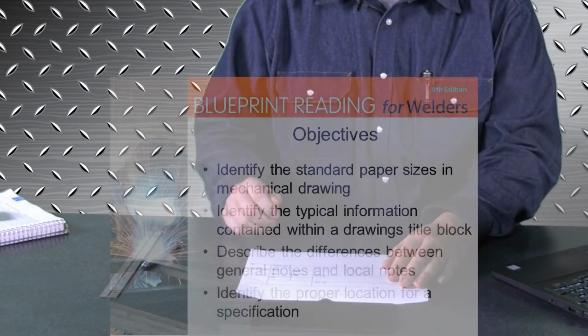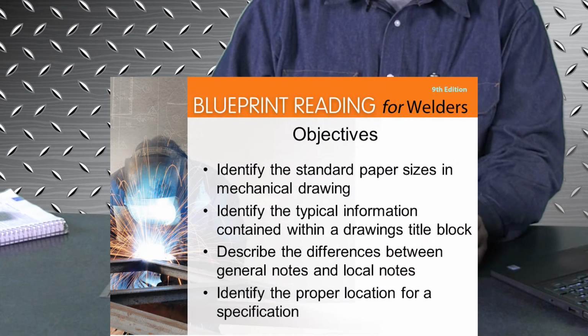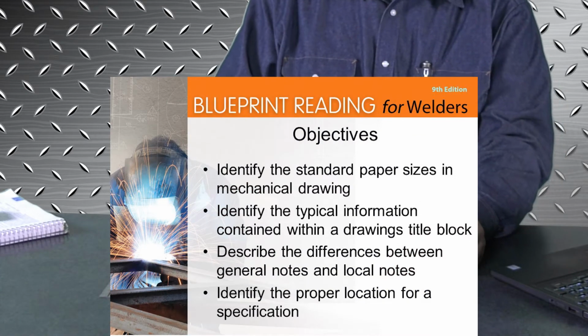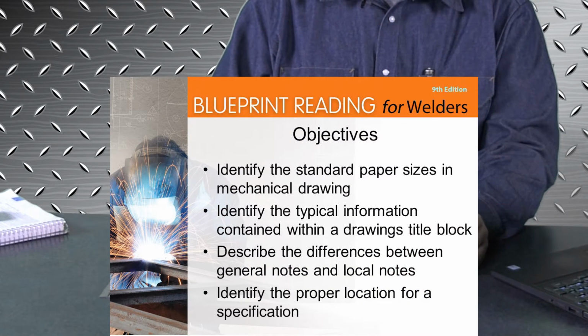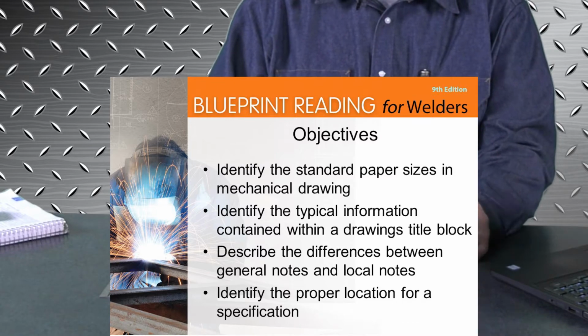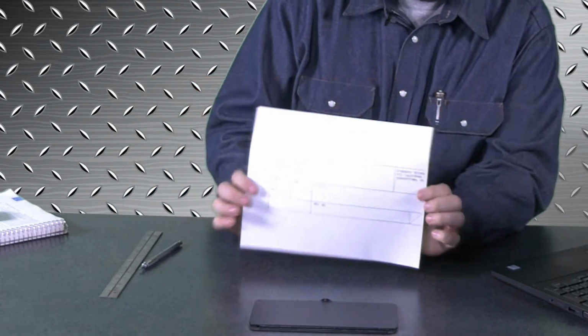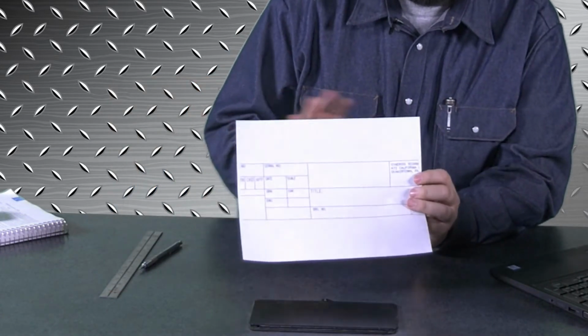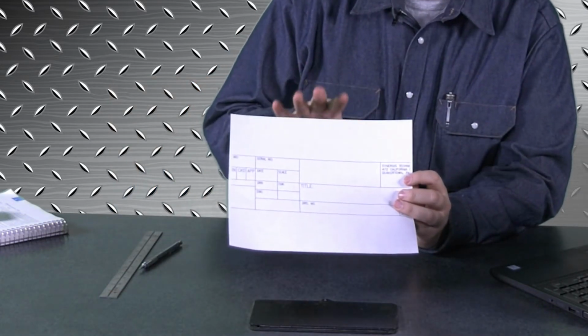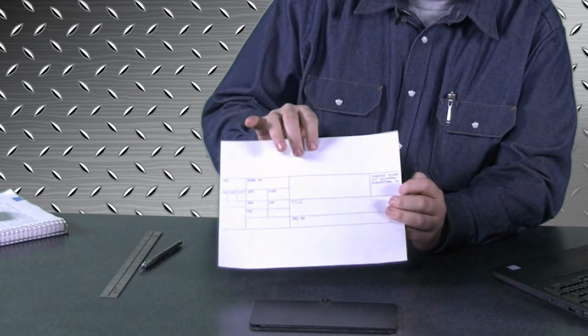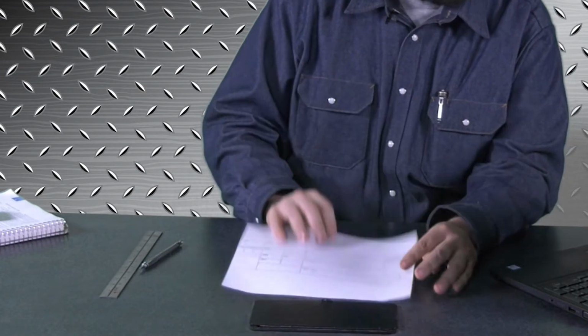So the objectives of this chapter: we're going to be able to identify the different types of paper sizes that we use for mechanical drawings. There are multiple forms: A, B, C, D, and E. They're all different sizes, A being the smallest. I've got an example of a title block here, just printed out real quick. A is going to be the smallest, and it's about this size right here, a standard piece of paper.